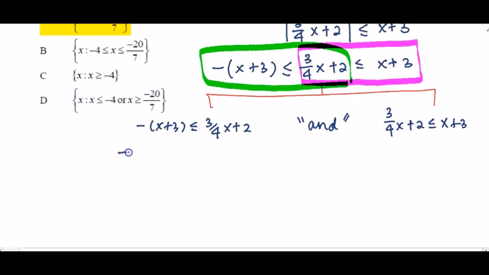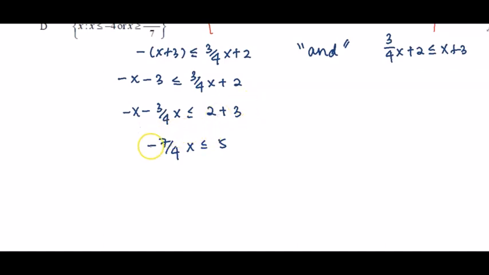Solve the first inequality. I got my negative x - 3 less than or equals to 3/4 x + 2. Bring all the x terms to one side. So here you have negative 7/4 x less than or equals to 5. And to get the x, you're going to multiply both sides by negative 4/7. When you multiply an inequality by a negative number, don't forget to reverse the sign. So you get x greater than or equals to negative 20/7. Okay, this is the solution for the first inequality.